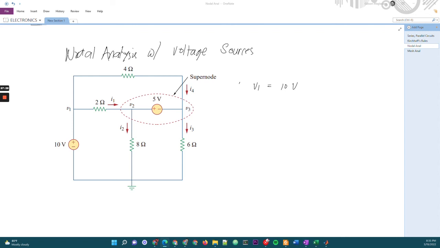So we have already determined V1, which is 10 volt. Then we apply KCL. Okay? We have determined V1, so all we have to do now is apply KCL at the supernode. So there are actually only two nodes. We have V1 and the supernode. At the supernode, we apply KCL.